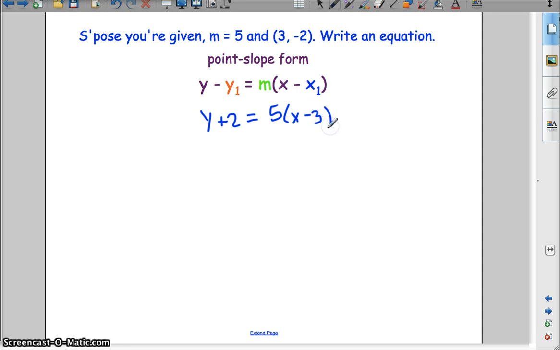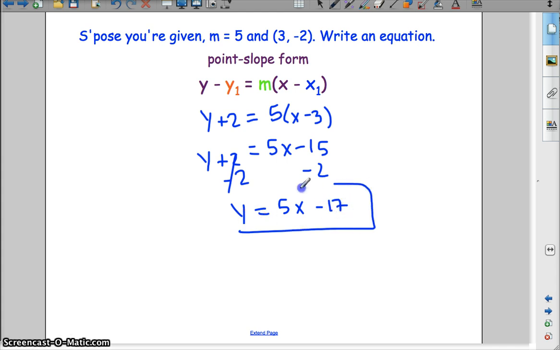So go ahead and simplify this all the way down to make it y equals. So we're going to go ahead and distribute 5x minus 15, and then we still have y plus 2 on this side. We're going to subtract 2 from both sides. And then we get y equals 5x minus 17. So notice I take point-slope form all the way down to slope-intercept form. All right, the next one.